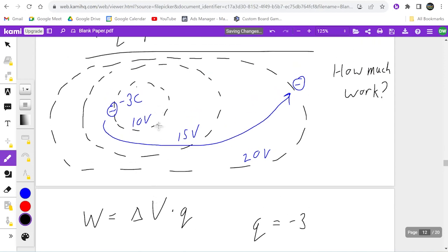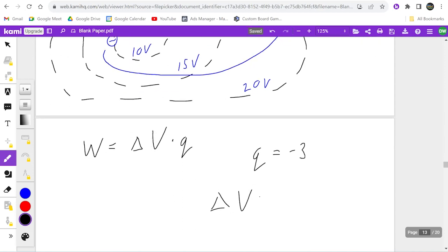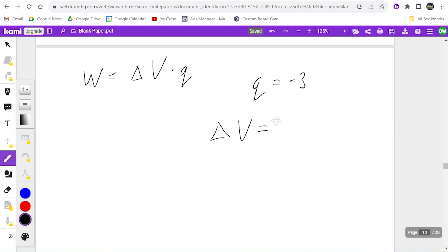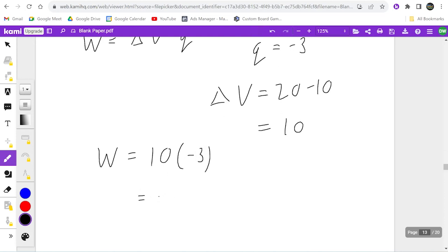And the delta V, let's think about that. Delta V is equal to 20 is the final minus 10 the initial. So 20 minus 10, because final minus initial. I get positive 10. I don't trust my positive or negative answers because I still got to think it through. But right now I'm getting 10 times negative 3. I'm getting negative 30 joules. Before I circle that as my final answer, I just want to think about this.